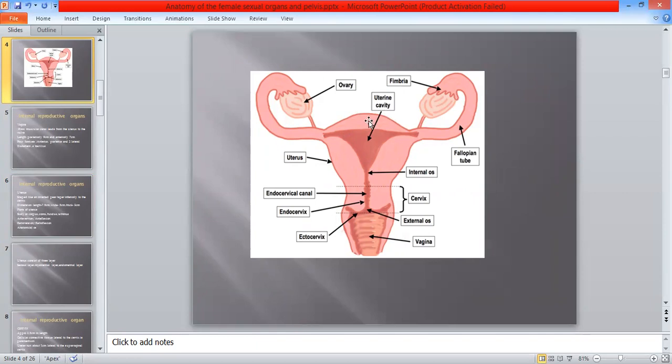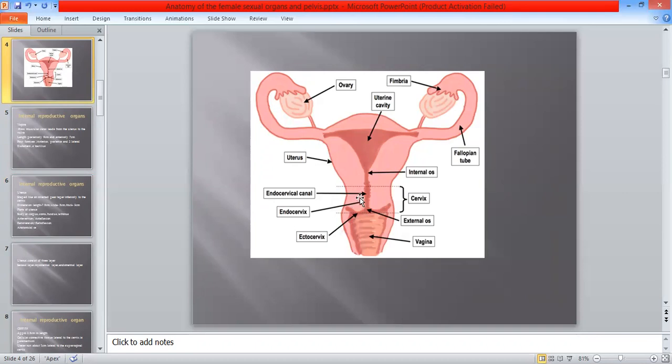The upper part of the uterus is called the body or corpus. The area of insertion of the fallopian tube is called the cornu, and the part above the corpus is called the fundus of the uterus. The uterus is constricted inferiorly, and this constricted area is called the isthmus. From the isthmus onward the cervix begins.